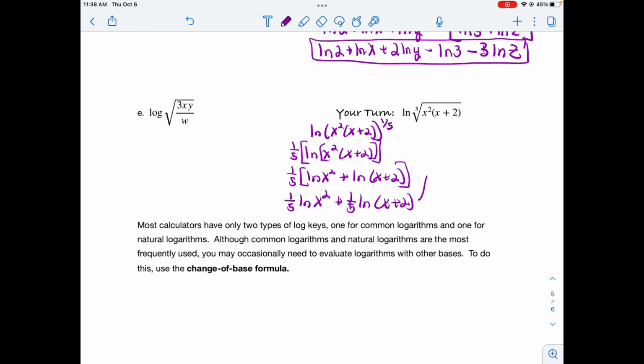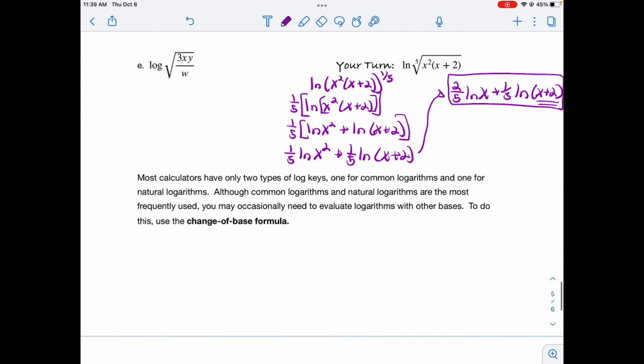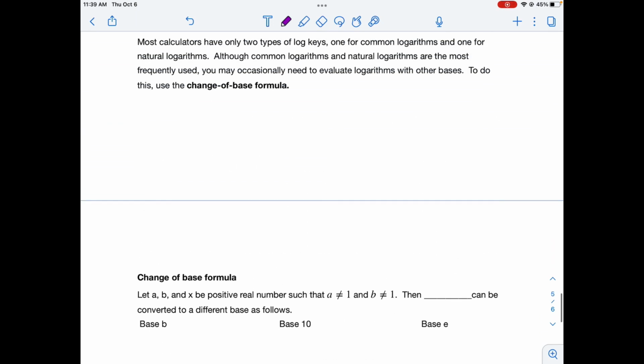And then I'm not quite done because I still have an exponent in that first logarithm term, so I need to bring it out. And 2 times 1/5 is 2/5. And now you've completely expanded out this form. I cannot break out that x plus 2 because I don't have a rule about that.